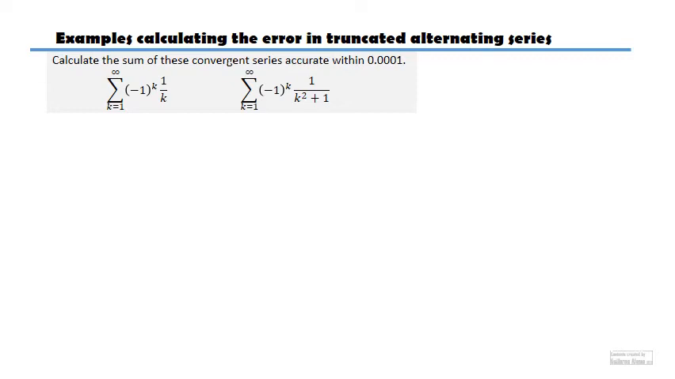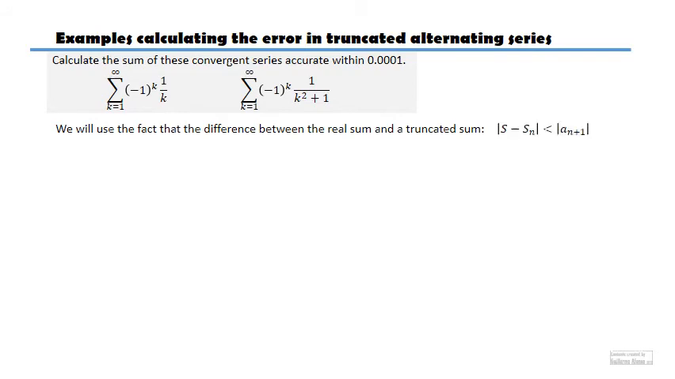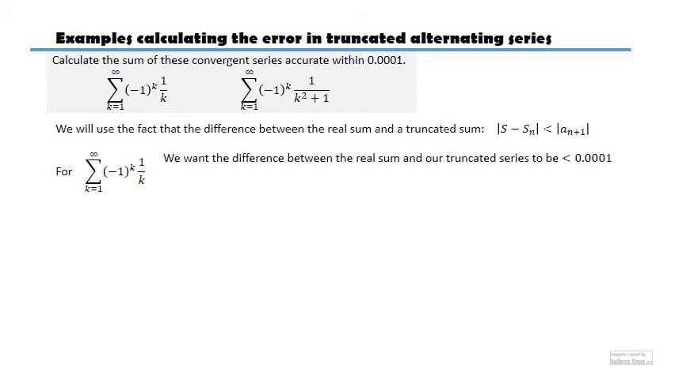I have to calculate this convergence series equation between 0.0001. So the difference between the real sum and the truncated sum. This is what I'm going to be using. This is the real sum minus the particular term. It has to be smaller than a particular term, that term in particular. So for this one here, I need the difference between the real sum and the truncated series to be smaller than 0.0001. So this is what I need.